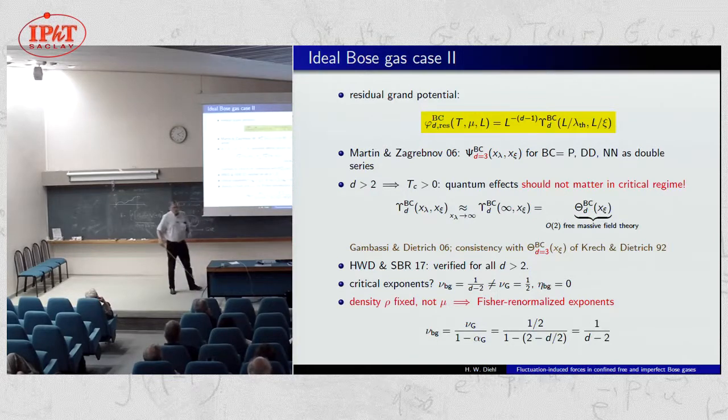As an aside, let me remind you, you will all know that the critical exponents of the Bose gas differ from those of a Gaussian model, but that's nothing to worry about, because in the Bose gas one usually keeps the density fixed, and Michael Fisher told us decades ago that this is a constraint which leads to a Fisher renormalization of exponents. So the exponents of the Bose gas in the free case are nothing but Fisher-renormalized Gaussian exponents.